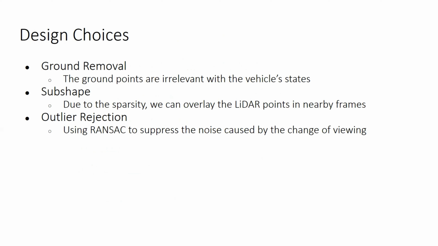And we also have some details in the baseline method. We find that the ground removal is very important because the ground points will contribute a lot in the ICP loss if we don't remove it. And due to the sparsity of point cloud, we can overlay the LIDAR points in nearby frames and use this for the ICP loss. And we also find that we need outlier rejection to suppress the noise caused by the changing of view because the vehicles are moving.